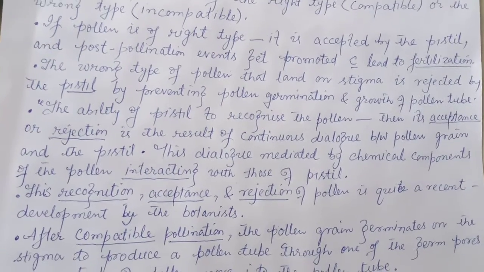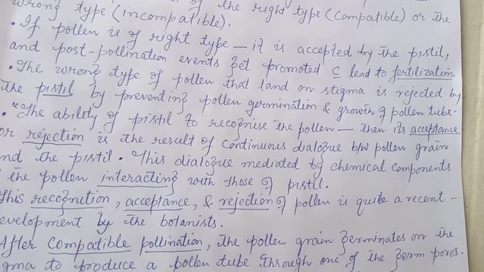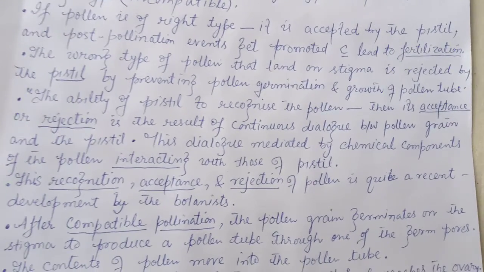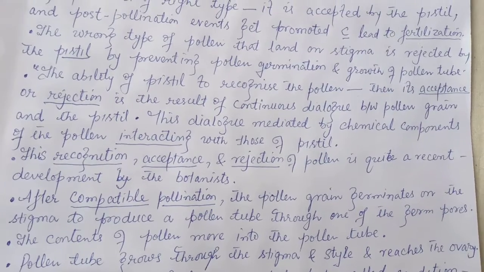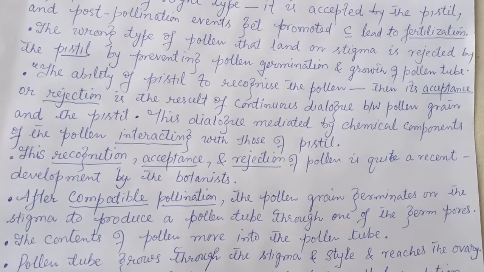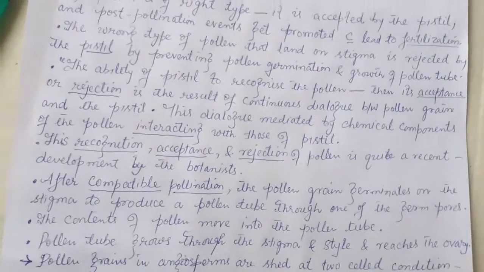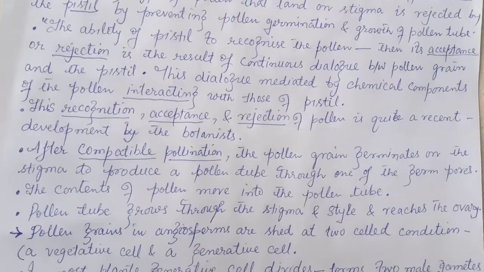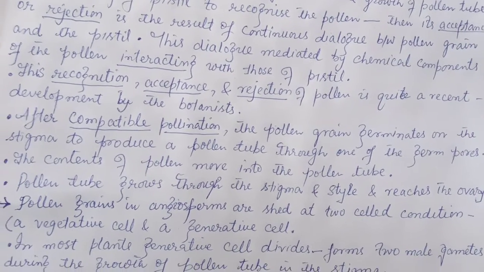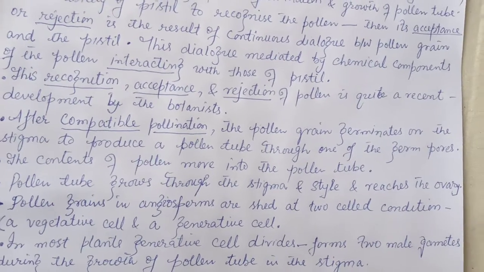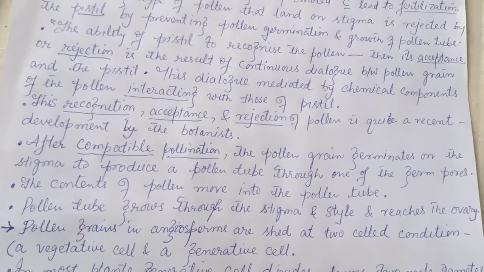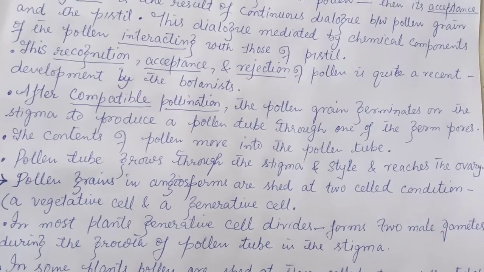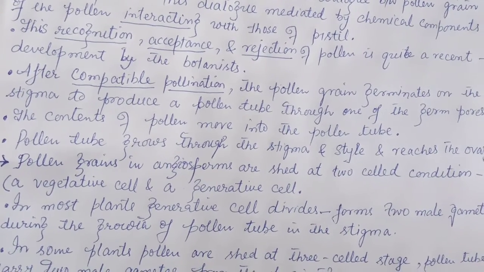That is through chemical processes, and this dialogue is mediated by the chemical components of the pollen interacting with those of the pistil. This recognition, acceptance, and rejection of the pollen is quite a recent development by botanists, and it has helped a long way in breeding techniques, wherein we are capable of producing high-yielding and improved varieties of plants. After compatible pollination, the pollen grain germinates on the stigma to produce a pollen tube through one of the germ pores.